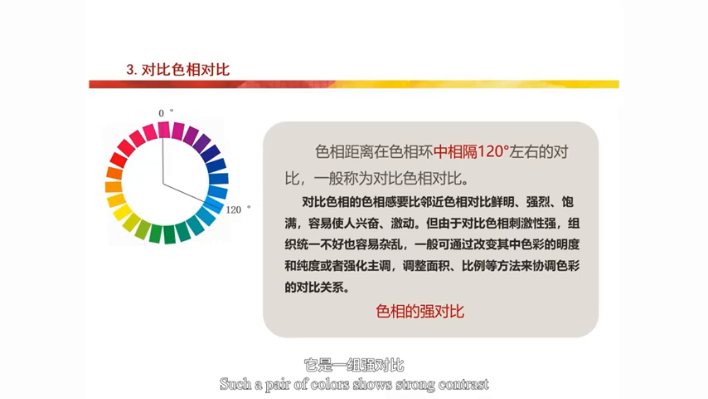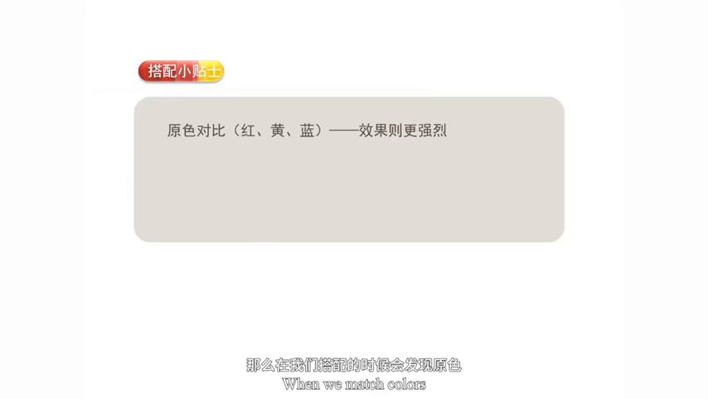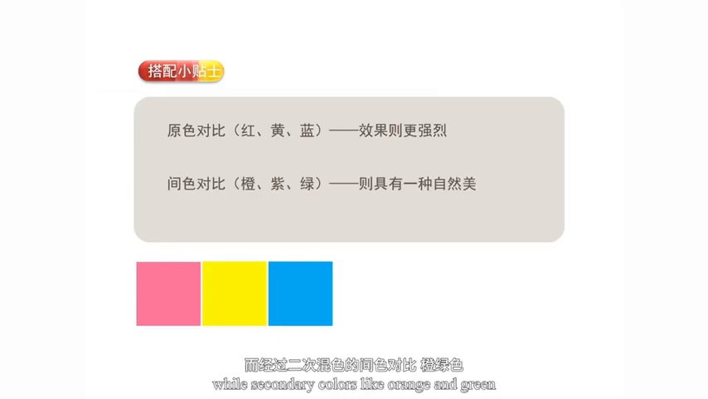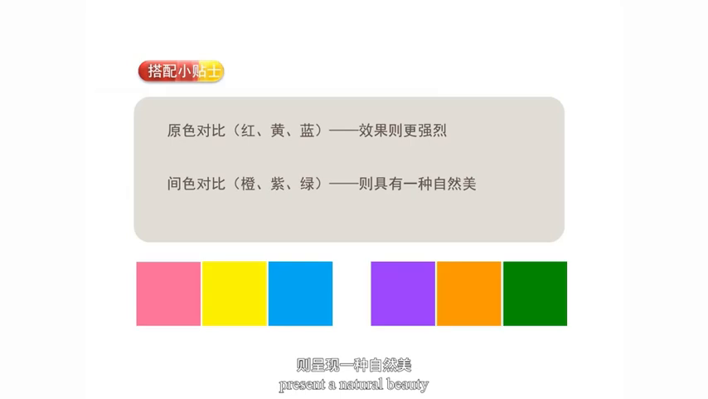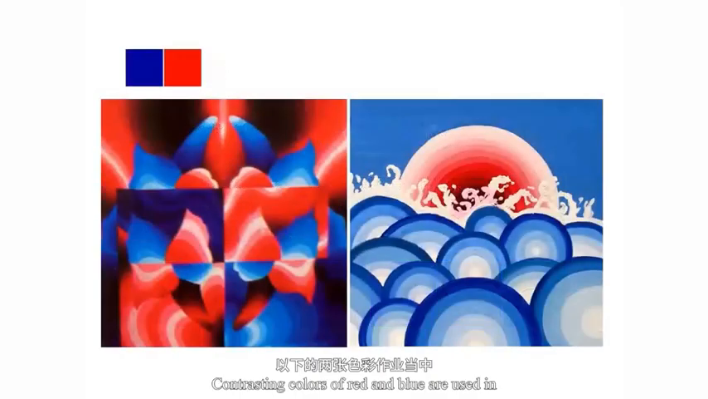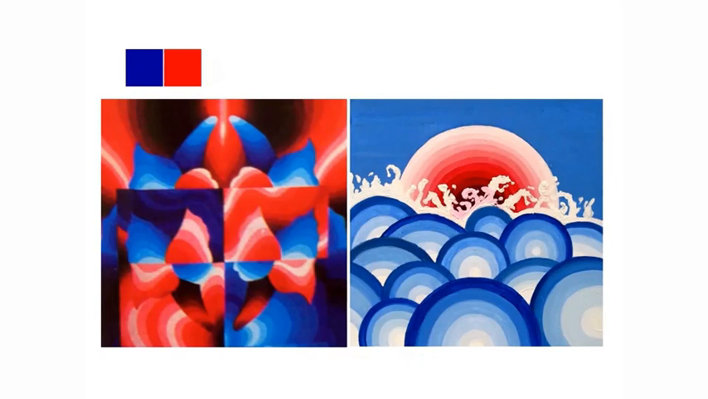Such a pair of colors shows strong contrast. When we match colors, primary colors like red, yellow, and blue exhibit strong contrast, while secondary colors like orange and green present a natural beauty. Contrasting colors of red and blue are used in the following two assignments, with a strong and eye-catching visual effect.